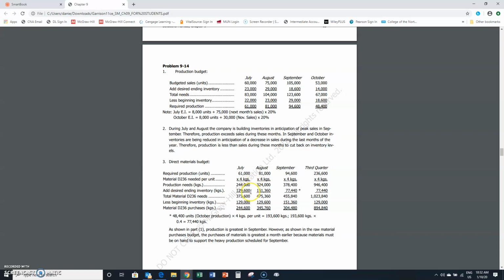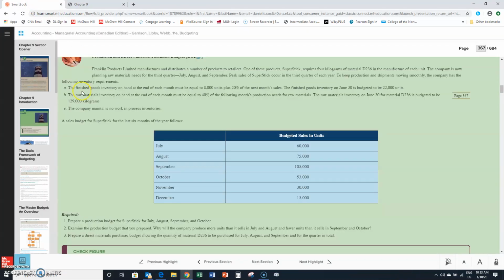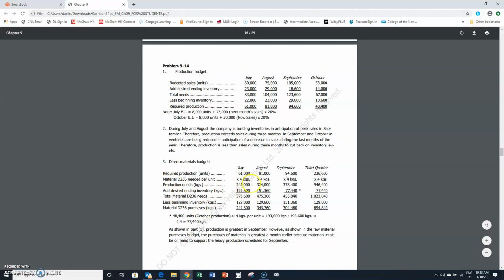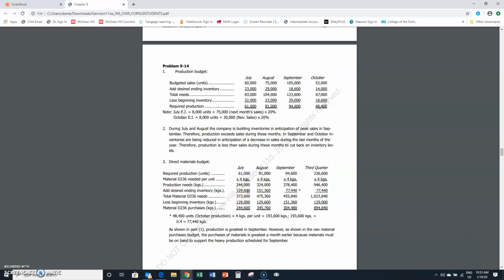But now that's what we need for the month. How much do we want to have in our ending inventory? If we go back to the question, the raw materials inventory on hand at the end of each month must be equal to 40% of the following month's production needs. So you have to work out your production needs for each month. And then for August, it was 324,000. So 40% of that number is what you want to have in your ending inventory. So you need 244,000 for production needs for that month. You want to have an ending inventory of 129,600, so you need 373,600 kilograms of this material.